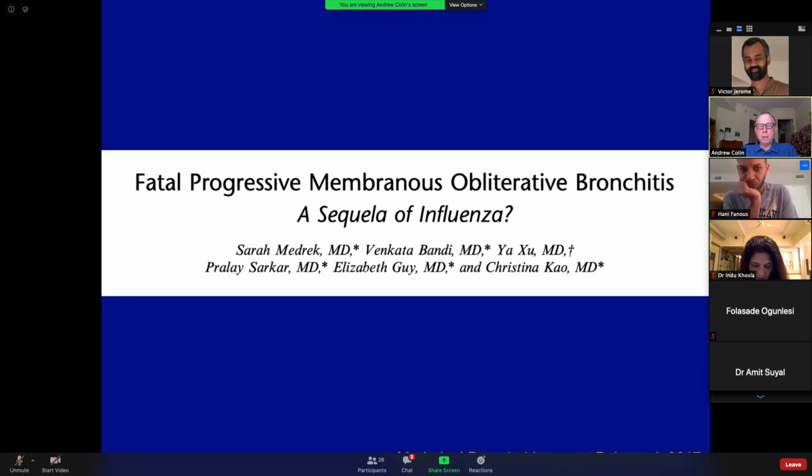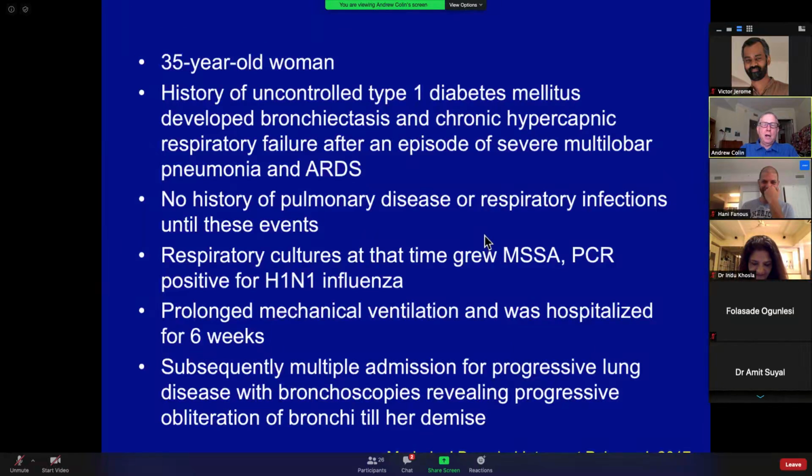But here is an example of a paper from the United States, "Fatal progressive membranous obliterative bronchitis, a sequela of influenza?" And by the way, it's interesting, sequela is the singular and not a plural in this Latin word. I was wondering, because A typically is plural in Latin, but in this case, AE, sequelae, would be the plural, just for your education.